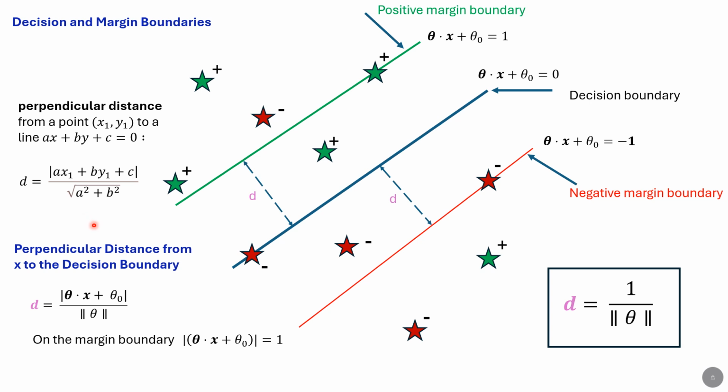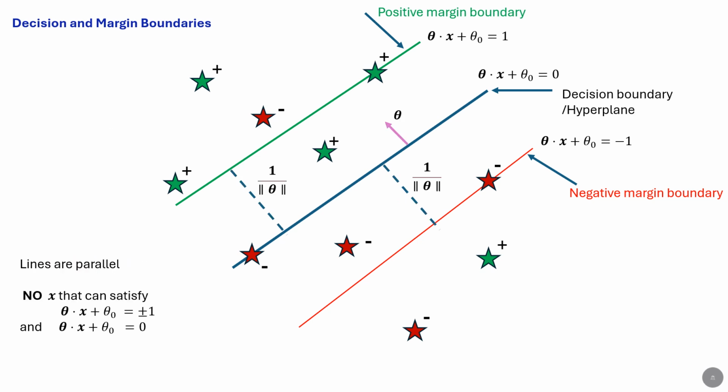Using the same formula, we can write the distance d as d equals the absolute value of theta dot x plus theta naught, divided by the norm of theta. On the margin boundary, whether it is the positive margin or the negative margin, this absolute value becomes 1. Therefore, the distance d becomes 1 over norm theta.